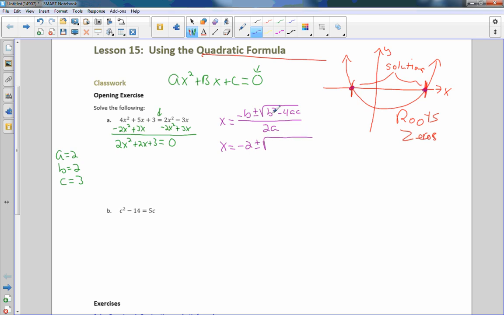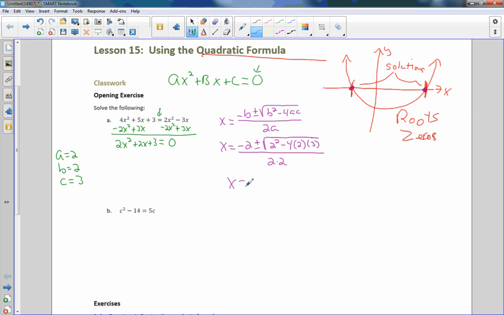Write your square root. B squared. B is 2, so that's going to be 2 squared. Biggest problem with students is this piece right here. If that is negative and you square it, I see students putting a negative sign there. You will never get a negative number when squaring. Carrying on, minus 4, and A is 2. I'll put that in parentheses. And C is 3. So this is just simple substitution now. All divided by 2 times A, which is 2.